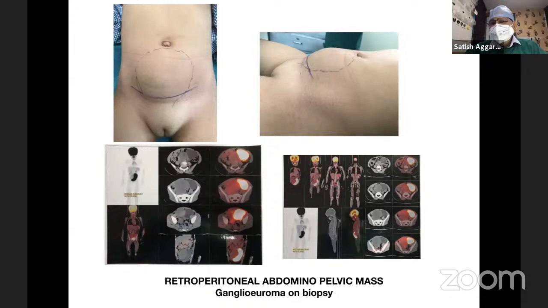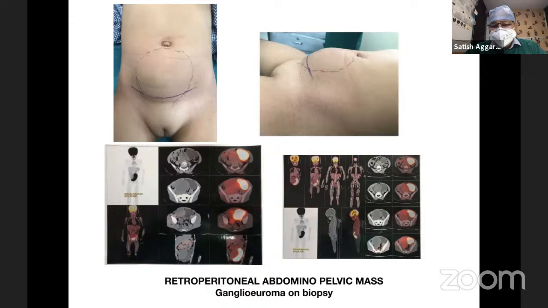So obviously this was a solid mass on ultrasound. On imaging, it suggested that the tumor is attached to the anterior sacrum and it has a tendency to go into the sacral foramina. So the moment you see something going into the sacral foramina or intervertebral foramina, you think of a tumor of the neuroblastoma family, a neurogenic tumor coming from the paravertebral sympathetic chain or paravertebral ganglia.